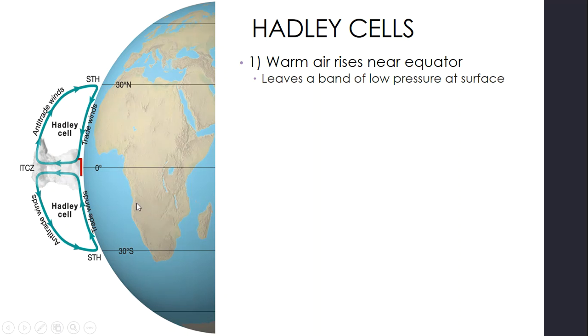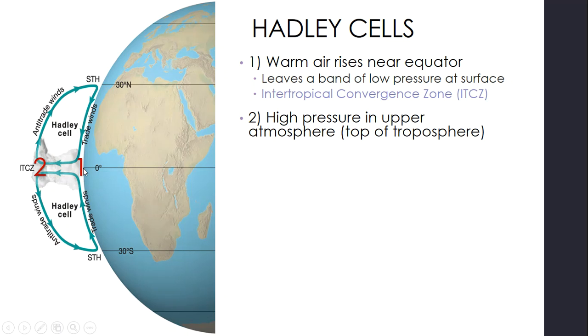It leaves a band of low pressure at the surface. So again, this warm air is going up, so you have this kind of loss of air pressure that's happening right there. That creates something called the Intertropical Convergence Zone, which is called the ITCZ, which is visible as a band of clouds. And we'll look at some satellite imagery of that in a minute.